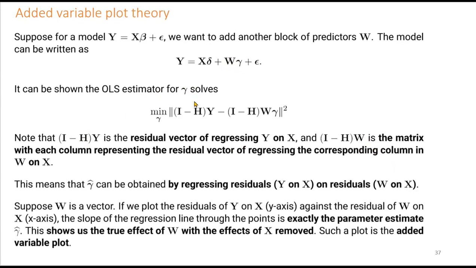So the key line in all this talk is just saying that this is the key, right? And all this is just some information to get to this. So the result is, if you add a new block of covariates, then you can get the OLS estimate of your new vector of parameters for the new covariate block by regressing the residuals of y on x, the original model without adding the new block of covariates, on the residuals of w on x.